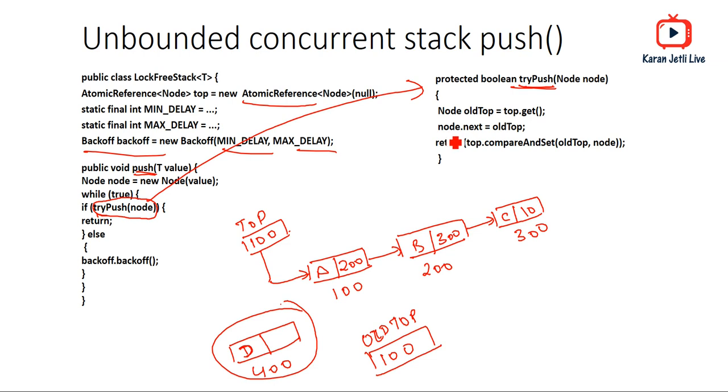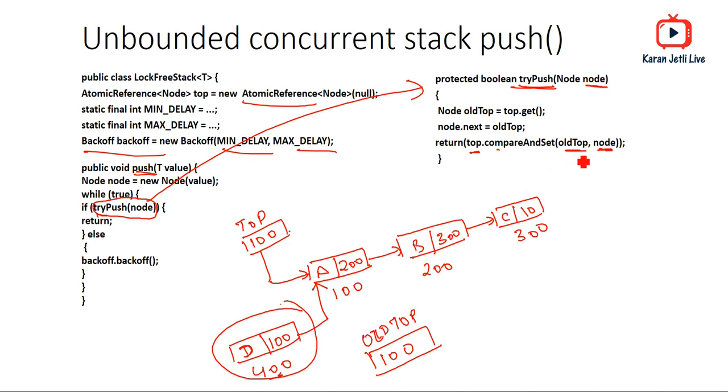Okay. So node.next. Which node came here? That is this one. Node.next is equal to old top. So what goes in the next of this? Old top. So what is in old top? 100. So it comes here. Now this node points to this node. Now return top. Okay. Compare and set old top with node.